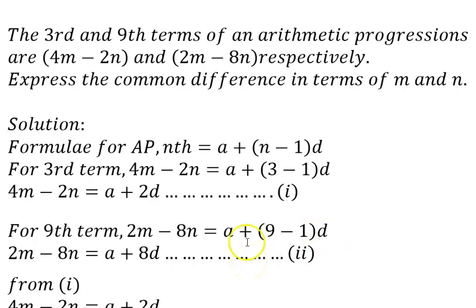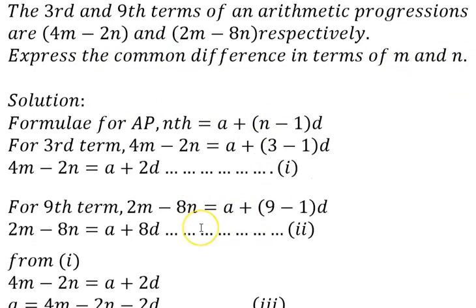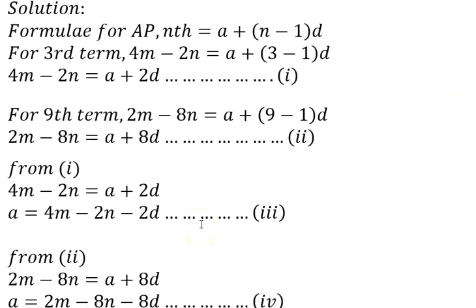Awesome. Remember what the question says, that we should express the common difference in terms of m and n. So from our equation 1, 4m minus 2n equals a plus 2d, let's make a the subject of our relation, because we are expressing our common difference, which is d, in terms of m and n. Making a the subject of the formula is a means of eliminating a.